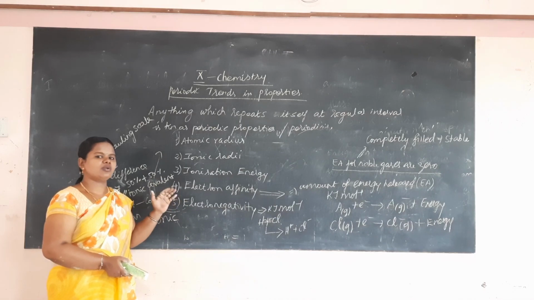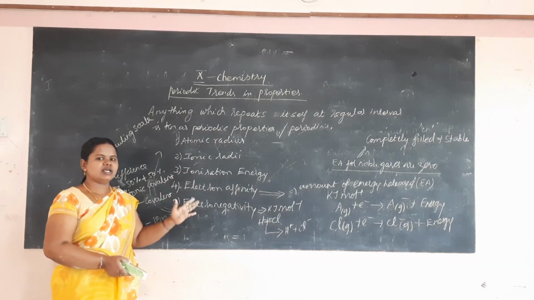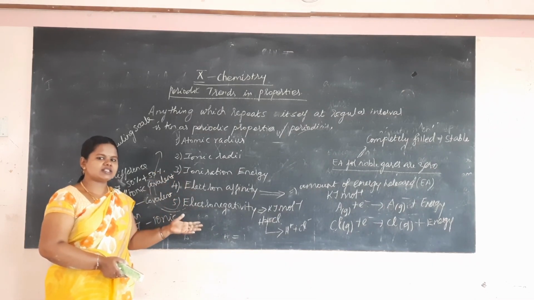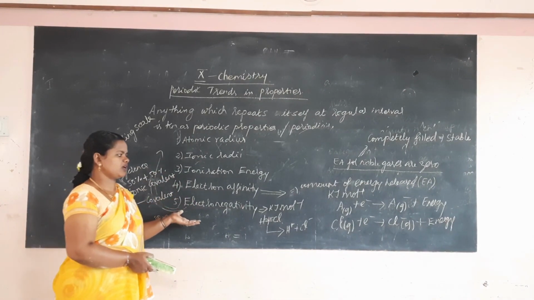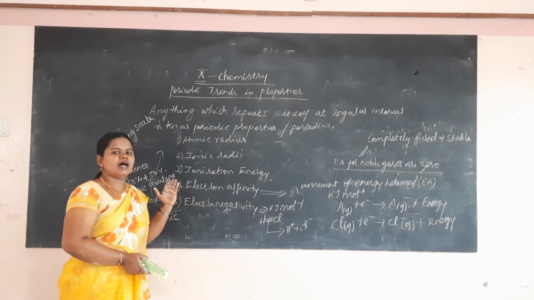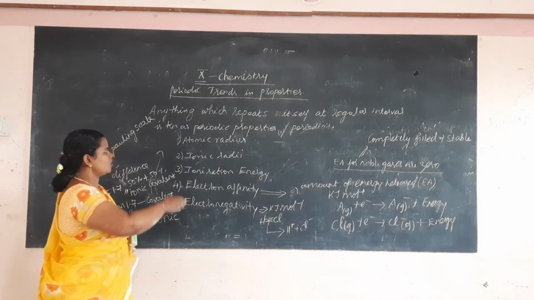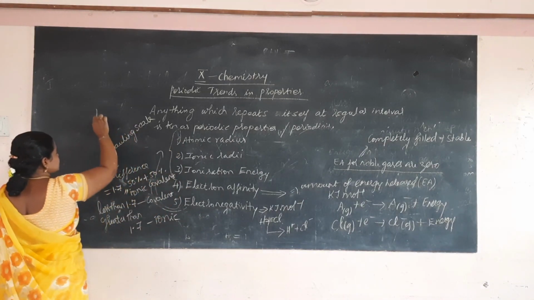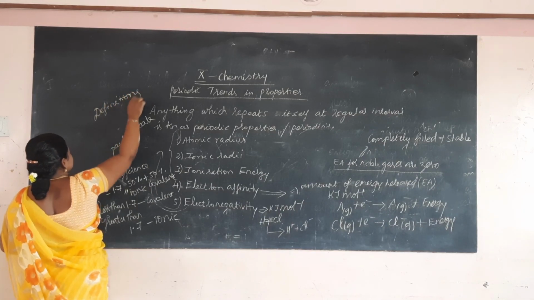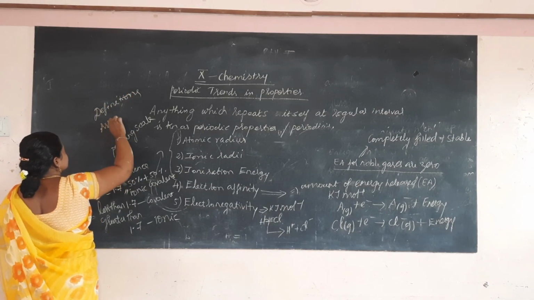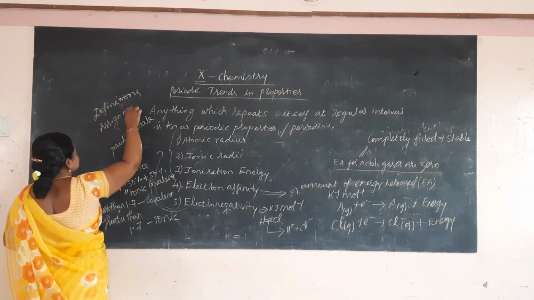So I want you to write only the definitions, that is the periodicity, ionization energy, ionic radius, atomic radius, electron affinity, electronegativity as an assignment. So you write all the definitions as an assignment and present it. So this is the assignment for today.